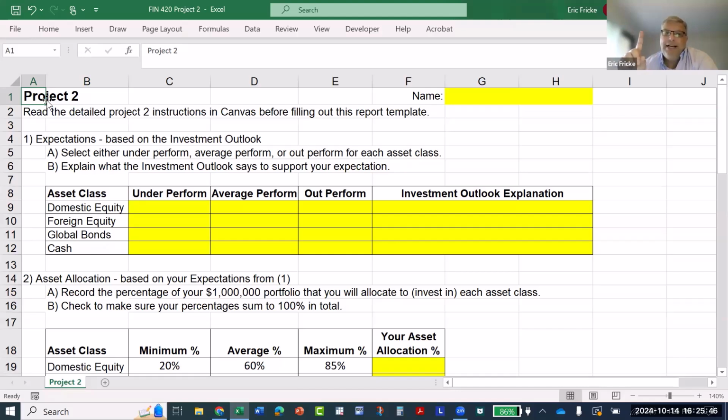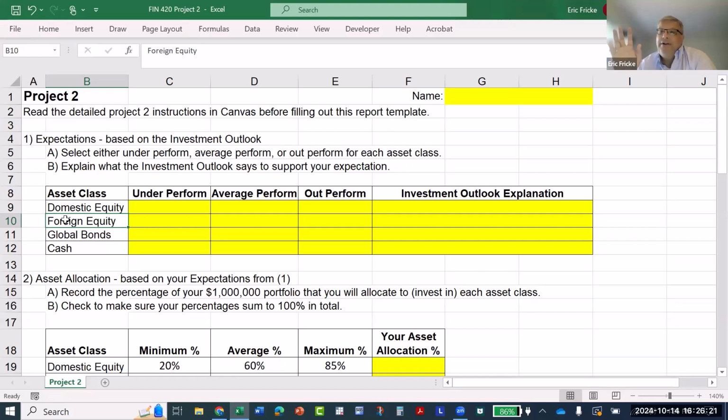And so for that first part, expectations, I want you to go to the BlackRock report and pull out what their expectations are for these 4 asset classes that I gave you. You can see here we've got domestic equity, which is basically U.S. stocks, and then all foreign international equities I lumped into one category and just called it foreign equity.